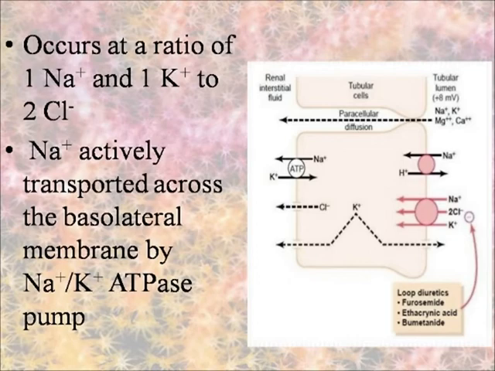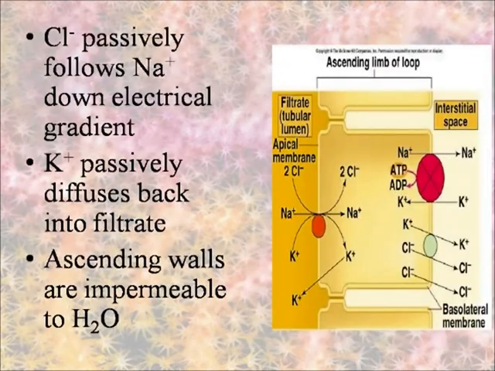Sodium ions are actively transported across the basolateral membrane by the sodium-potassium ATPase pump. Chloride ion passively follows sodium ion down the electrical gradient. Potassium ion passively diffuses back into the filtrate. The ascending walls are impermeable to water.